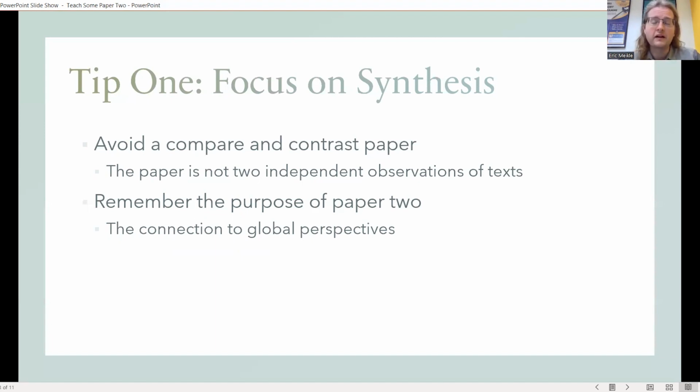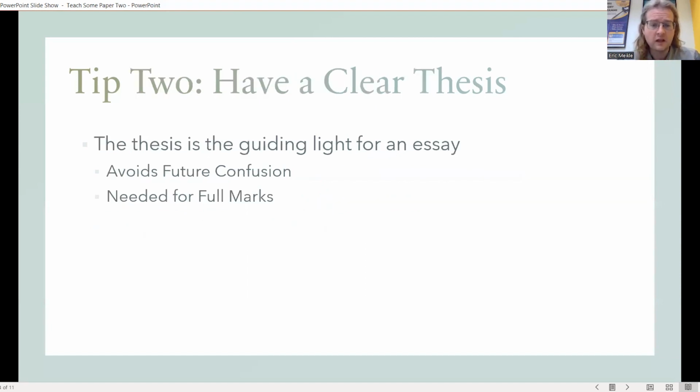It's about getting the 2 texts to speak to each other, that connect to a global issue, to connect to that global perspective. So this relates to our tip number 2, which is to have a clear thesis statement. The thesis statement is a guiding light for the essay. The whole point of an essay is to write an argumentative point that you seek out throughout the course to support. And where do you lay out that central point that you're trying to argue? That is the thesis statement.